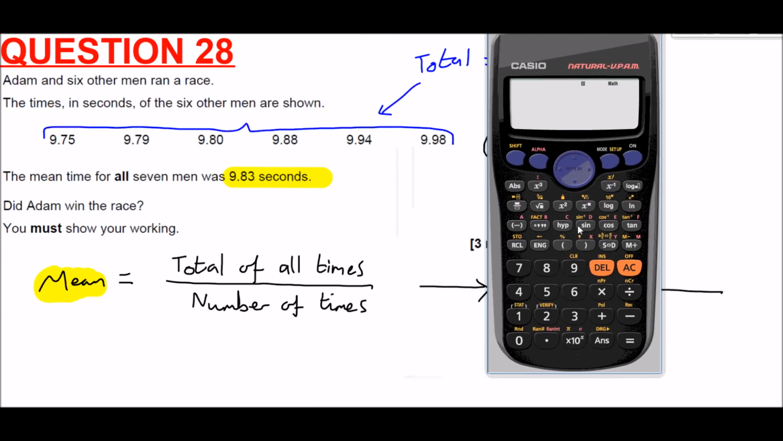So the total of those times is 9.75 plus 9.79 plus 9.80 plus 9.88 plus 9.94 plus 9.98. And in seconds, that gives us 59.14.